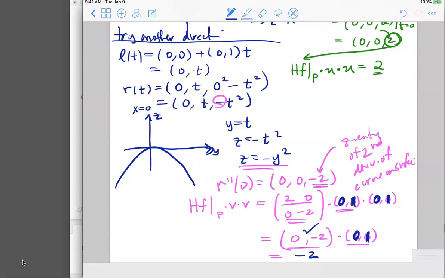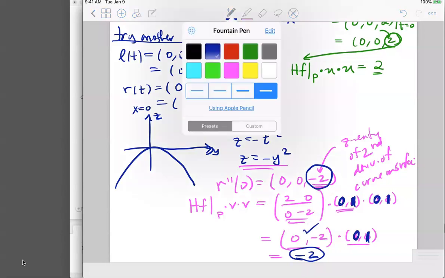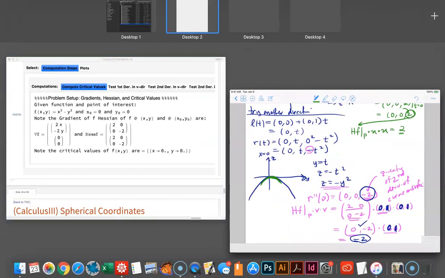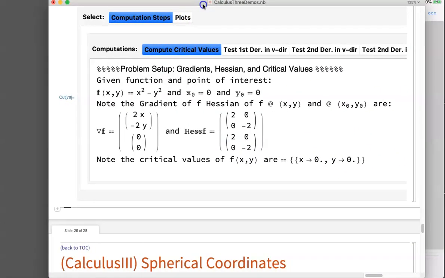Okay. So this negative 2 gives us the same number as in the z entry of the second derivative at 0. And both of those numbers tell us that the quadratic approximation opens downward in that particular direction of the function. Okay. And that's what we're seeing here in this demo.